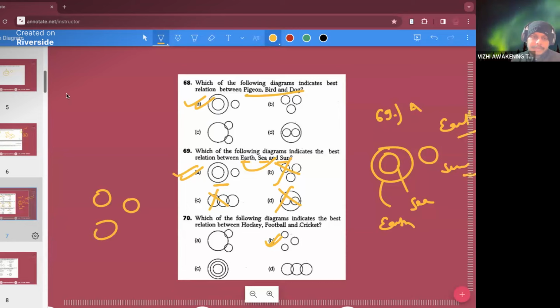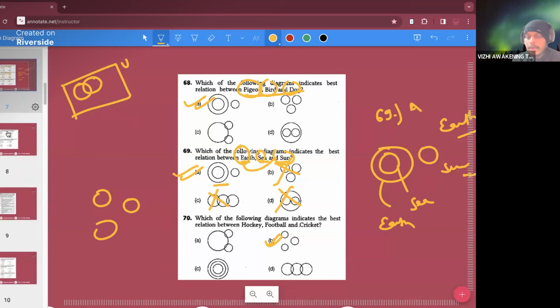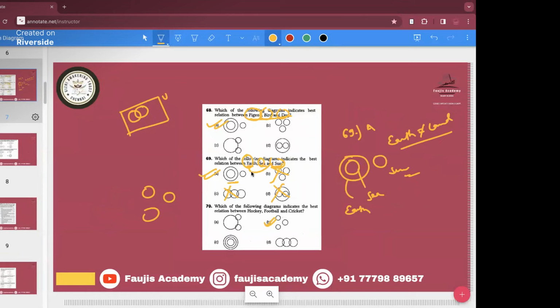Guys, the Venn diagram, the only concept is that this is the universal set. That means the entire universe is there in this universal set. And whatever elements we are working with, those are called the subsets. And these elements are all these pigeons, birds, dogs, earth, sea, sun, hockey, football, cricket, and whatever they are giving, right? And by these intersections and by these figures, we try to infer or decipher the relationship amongst them. Right, guys? Shall we move? Things will get interesting now. Shall we move, guys? Yes or no? Yes, sir. Good. Thank you so much.